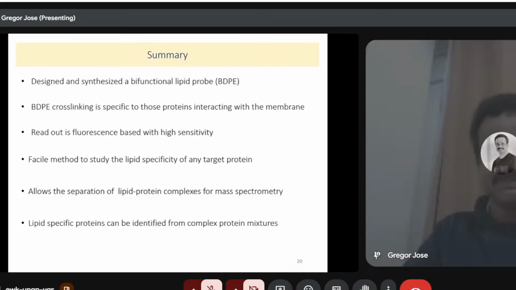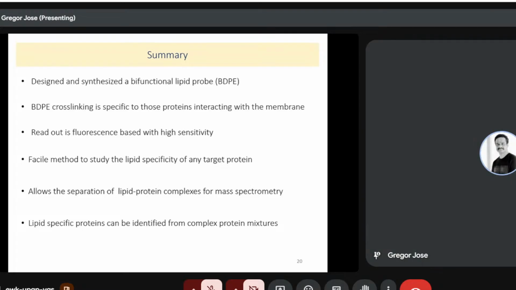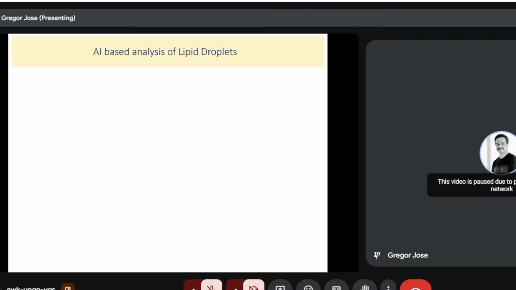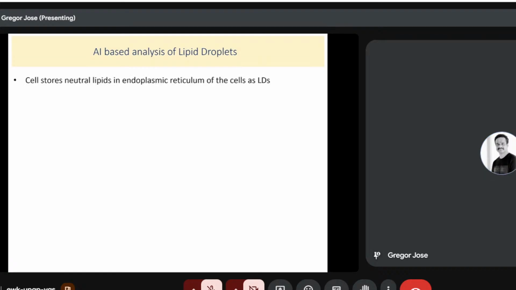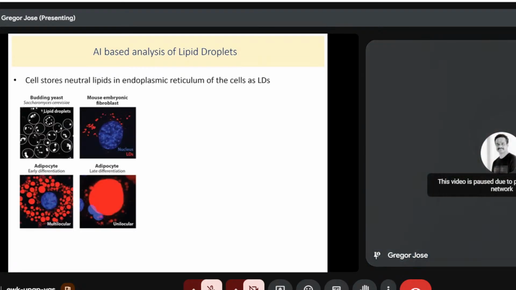Very simple, very straightforward. It's not much biology. Here, everyone is talking about AI now. So we thought, okay, can we do something with AI? I'm not an expert, but I looked to see what problems can be solved by AI. One of the problems we found is a very simple problem.